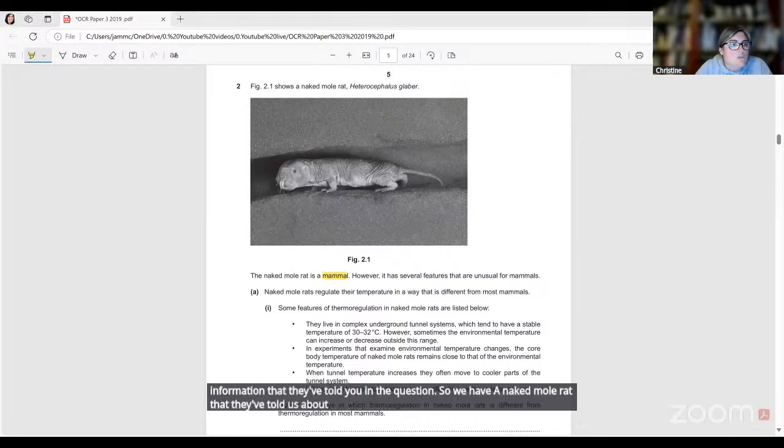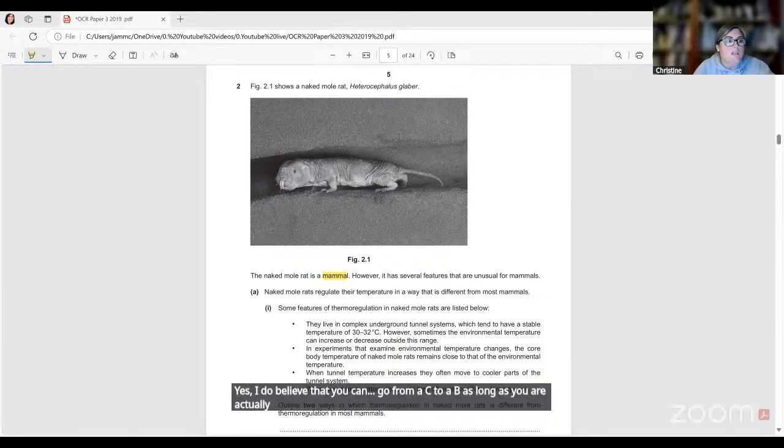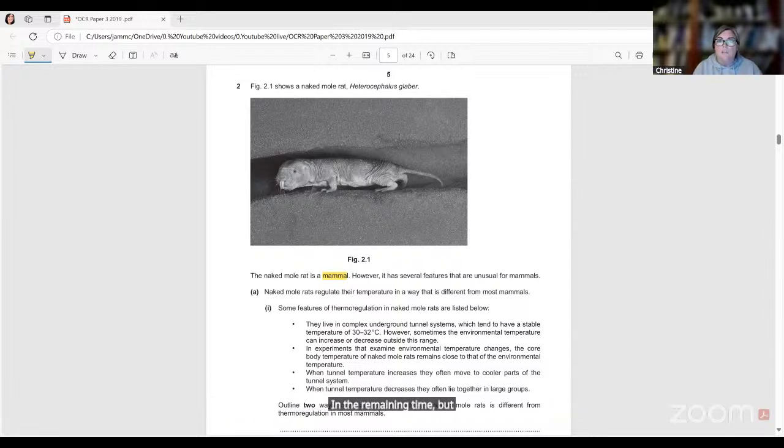Can I go from a C to a high B starting from now, covering 4 topics a week? Ghost, yes, I do believe that you can go from a C to a B as long as you are actually focusing your revision. There is plenty of time to jump up at least 1 to 2 levels in the remaining time, as long as you are honing in your knowledge.